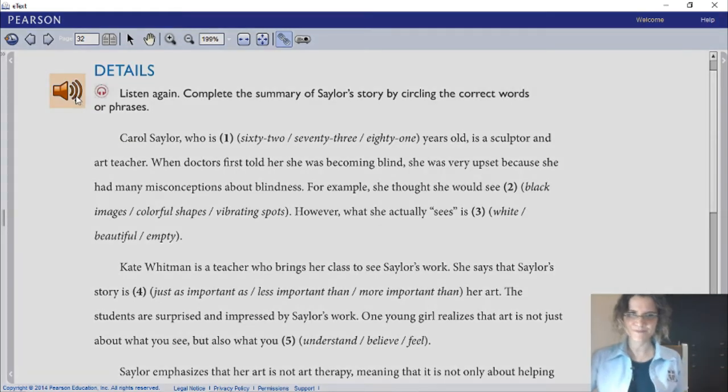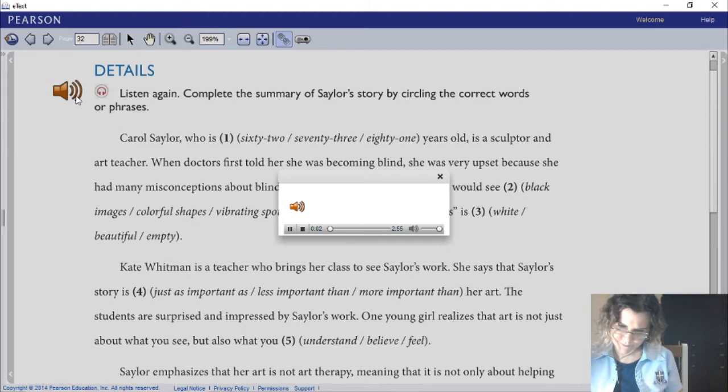Let's go. My name is Carol Saylor. I am 73 years old. I am a sculptor and an art teacher, and I happen to be blind and deaf. When I first got the diagnosis, I was devastated. I thought that this was it. I had this stereotypical picture of blindness that the sighted world has. One of the misconceptions is that you see black, which I don't. I see all kinds of colors and shapes and vibrating spots, and it's quite beautiful.